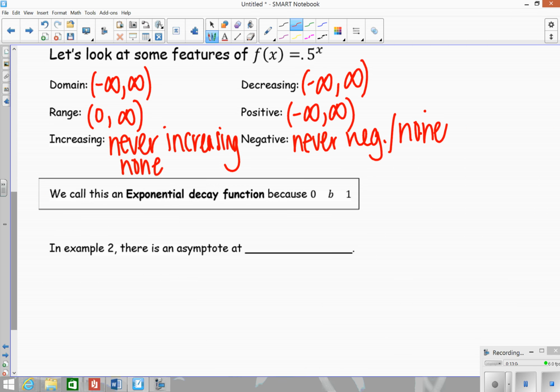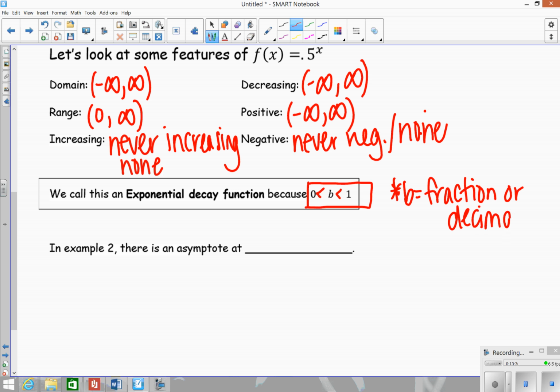So because this function had a b value that was a fraction or a decimal, meaning that b was less than 1, but it's always going to be greater than 0. We're not going to deal with negatives here. That tells me that we have an exponential decay function. So really this just means that b is a fraction or decimal.